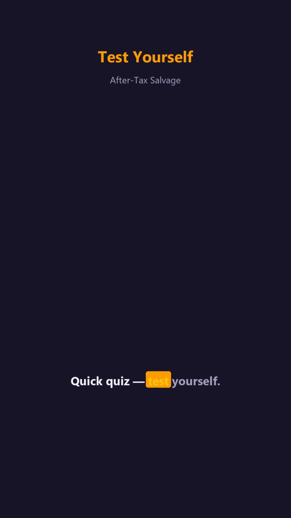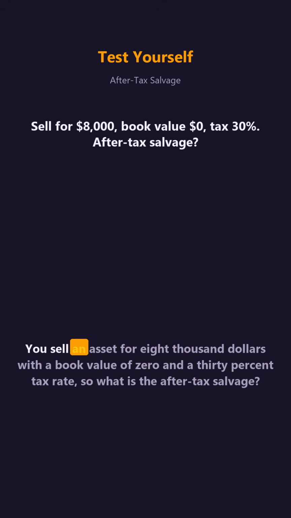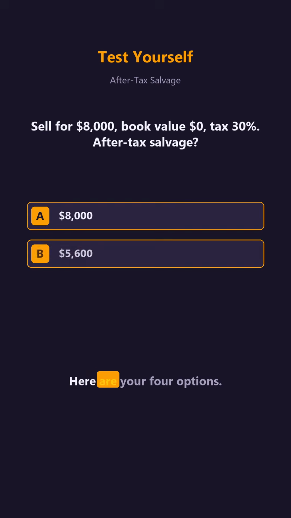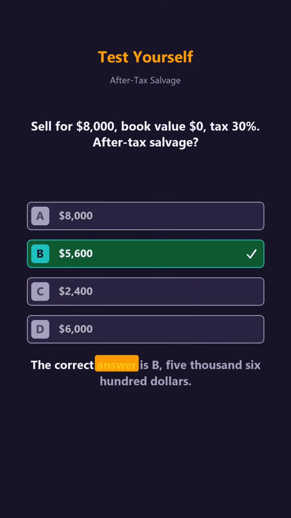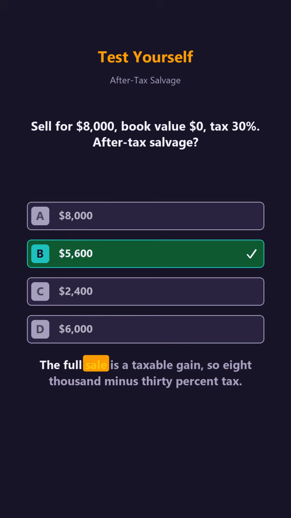Quick quiz, test yourself. You sell an asset for $8,000 with a book value of 0 and a 30% tax rate, so what is the after-tax salvage? Here are your 4 options. Pause the video and solve it now. The correct answer is B, $5,600. The full sale is a taxable gain, so $8,000 minus 30% tax.